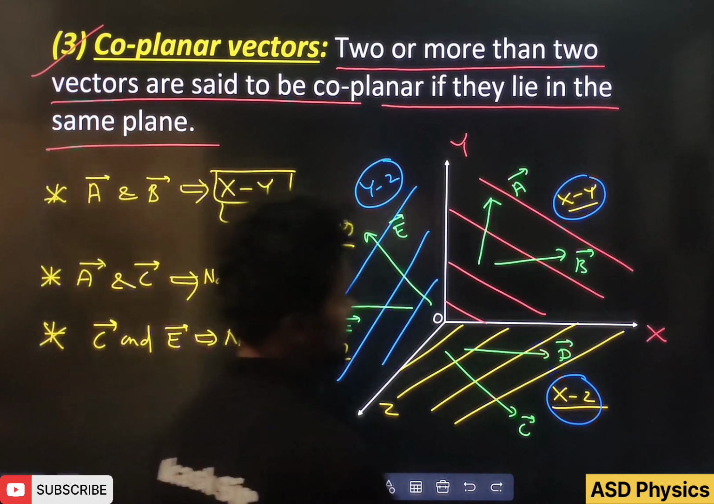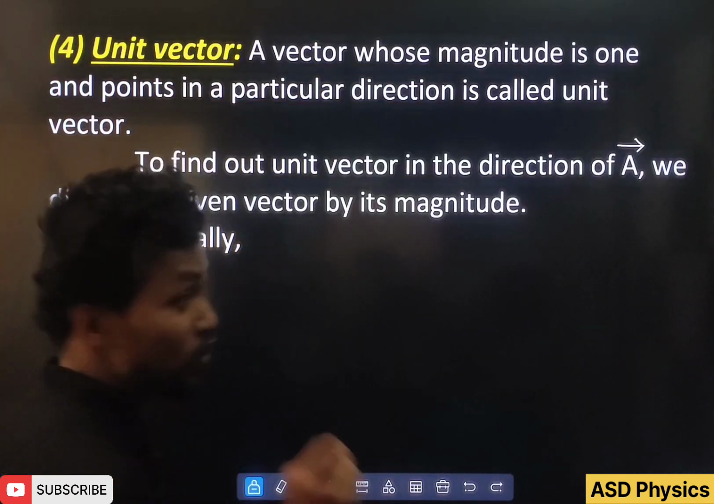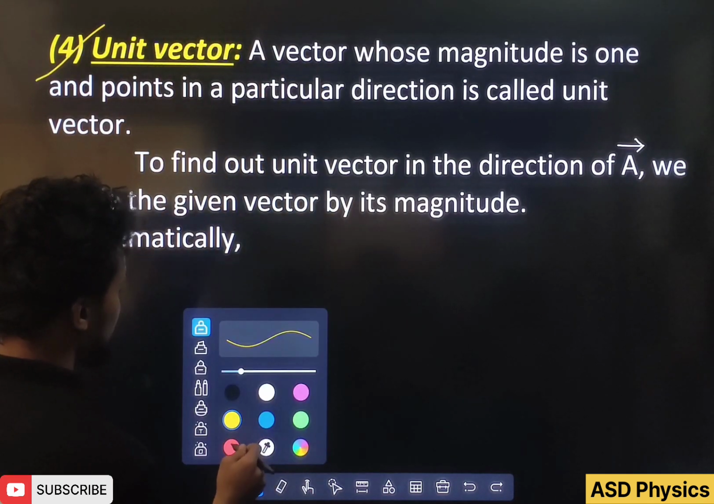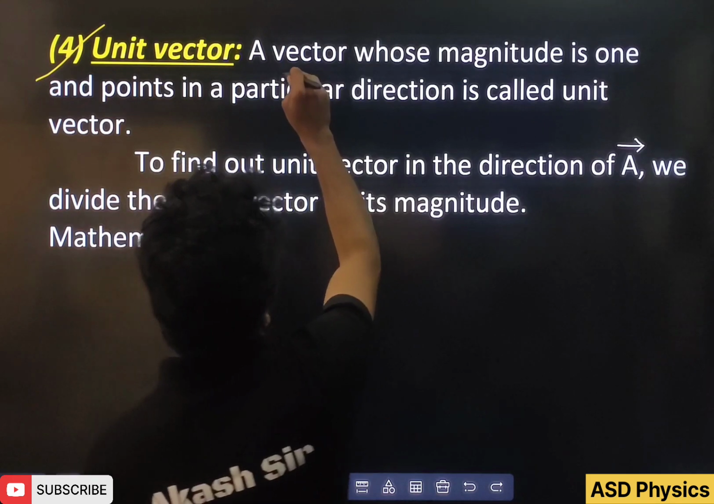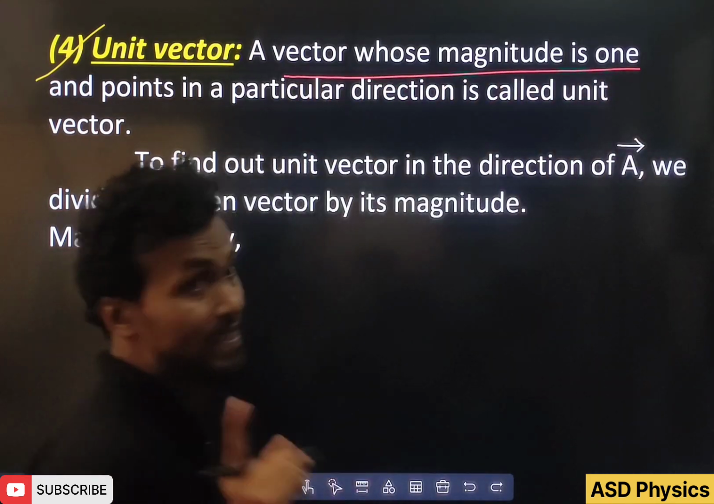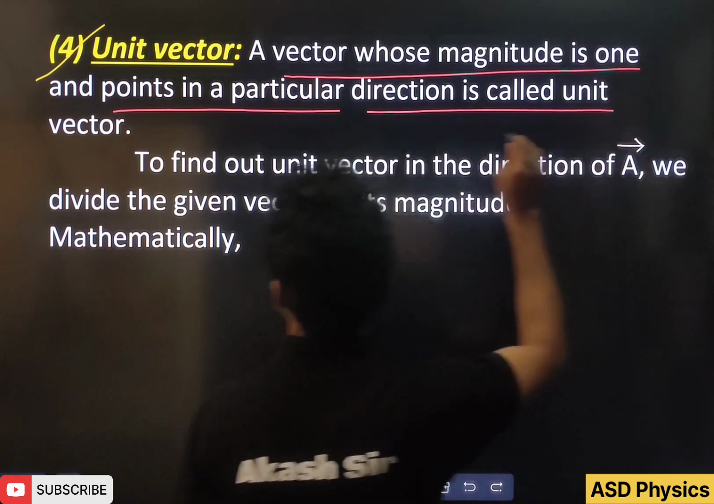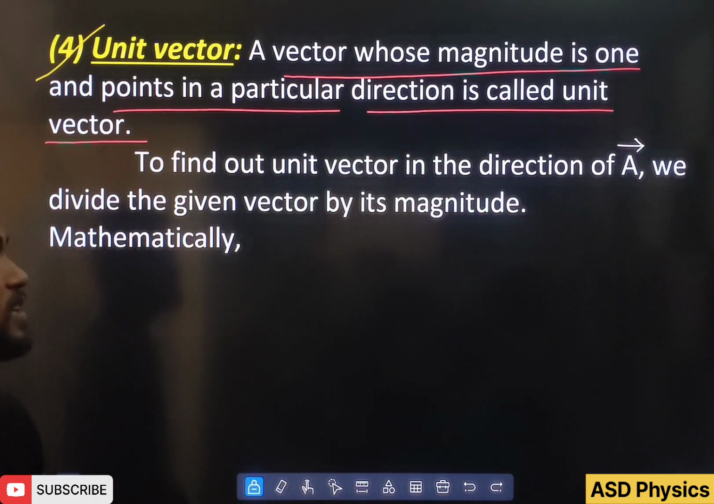Now students, next one, a very important vector: the unit vector. Let's see please. A vector whose magnitude is 1 and which points in a particular direction is called the unit vector.